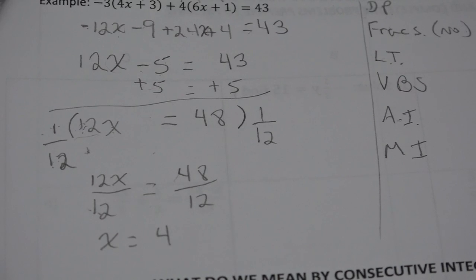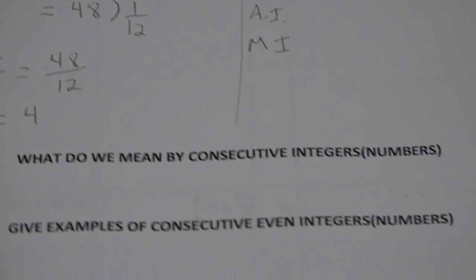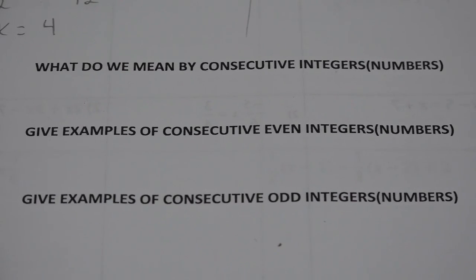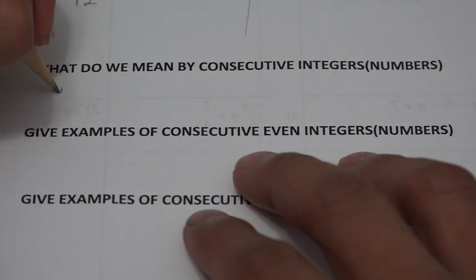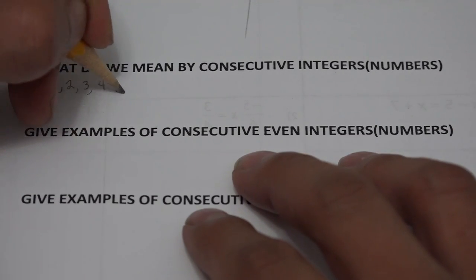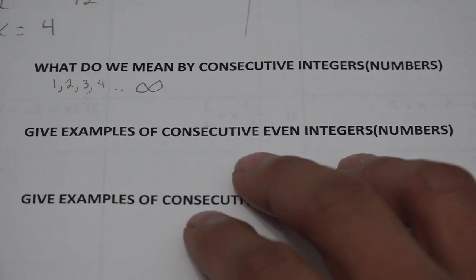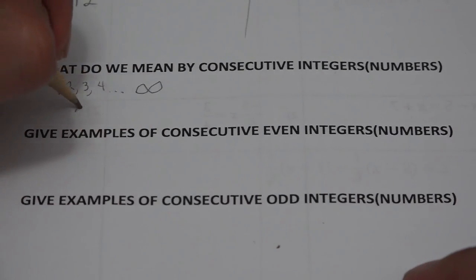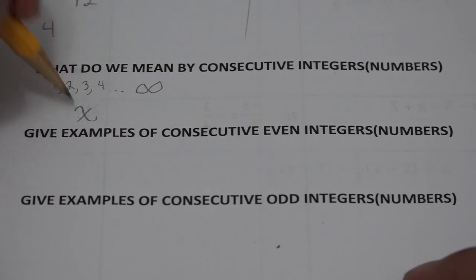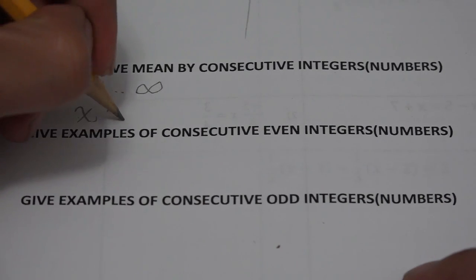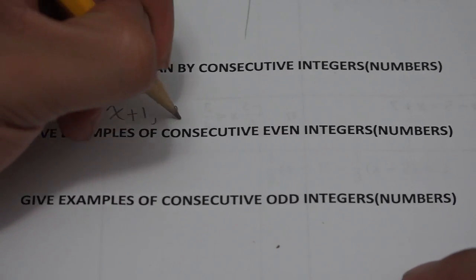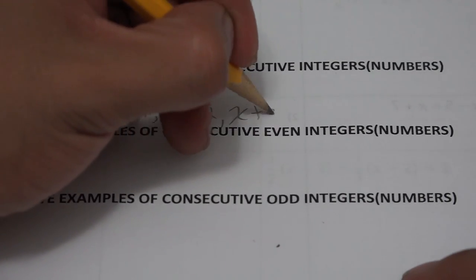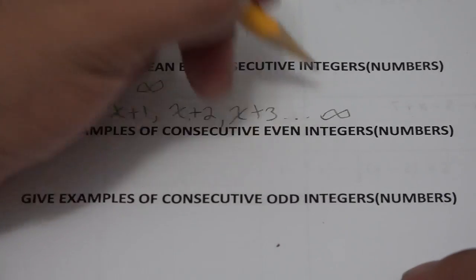So what do we mean by consecutive integers? Well, hello, consecutive integers. Consecutive integers are 1, 2, 3, 4, all the way to infinity, one after the other. Now, when we are talking about algebra and we don't know what the first number is, we always start with x. So x is the first number. Now, if x is 1, how do I get from 1 to 2? You add 1, so the next number is x plus 1. The next number is x plus 2, x plus 3, and so on and so forth, all the way to x plus infinity.